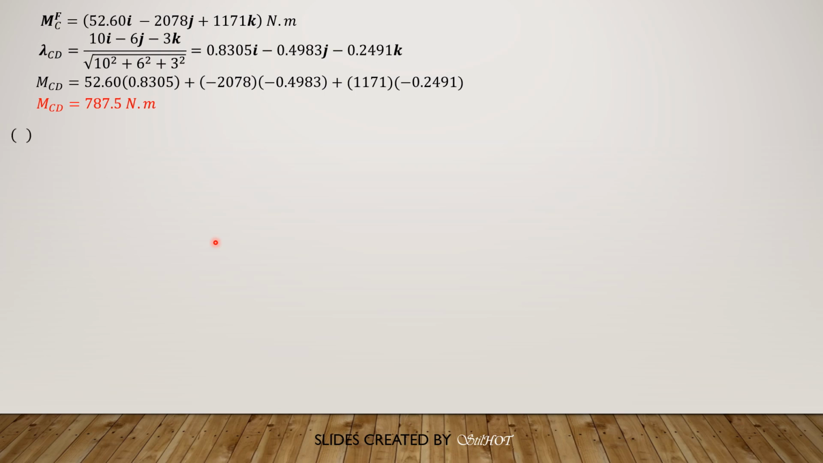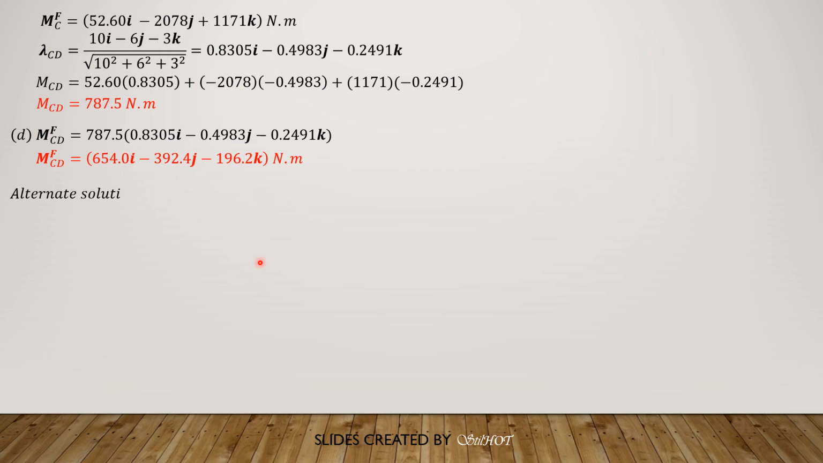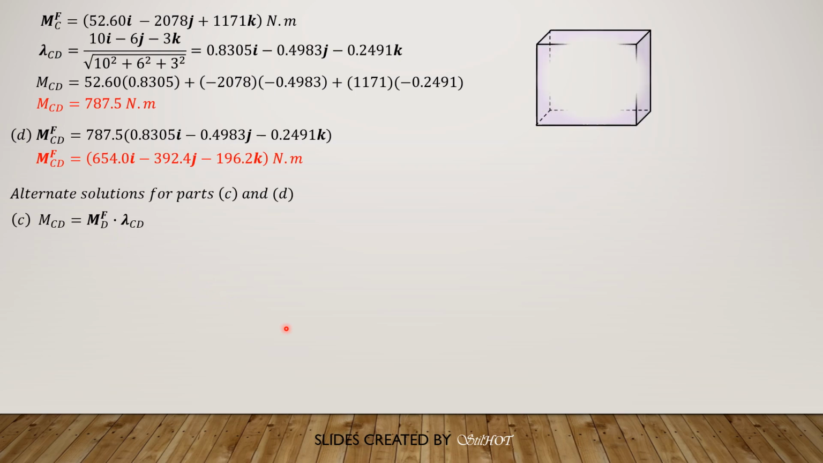Then for part D, we multiply this by the unit vector of the axis CD. Then we'll have in vector form 654.0i minus 392.4j, then minus 196.2k. Then we have alternate solutions for part C and D. So alternate solution 1, MCD, is also the moment of force about D times that lambda of CD. So let's solve for the moment of the force about D.